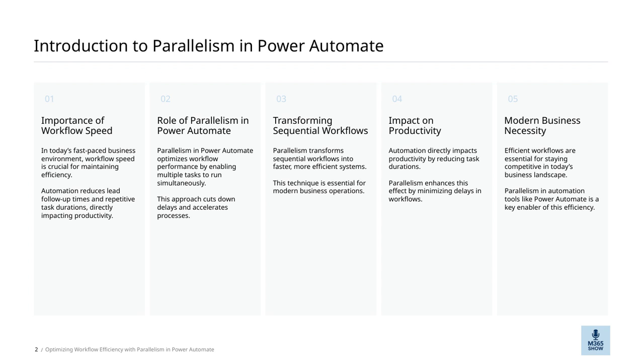In Power Automate, this approach helps optimize performance by allowing multiple actions to occur at once, cutting down on waiting times. It's all about accelerating our processes and reducing unnecessary delays. In today's competitive landscape, speed is everything. Workflow speed, in particular, is crucial for maintaining efficiency. Automation helps us reduce lead follow-up times and repetitive task durations, which directly boosts productivity. So, embracing parallelism is not just a technical improvement. It's a strategic move to keep our workflows fast, smooth, and effective.